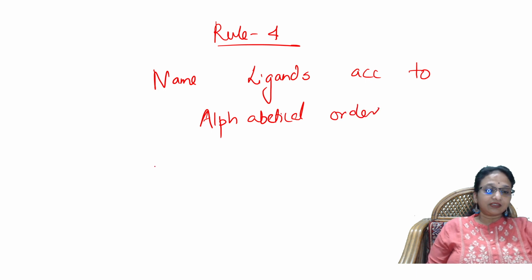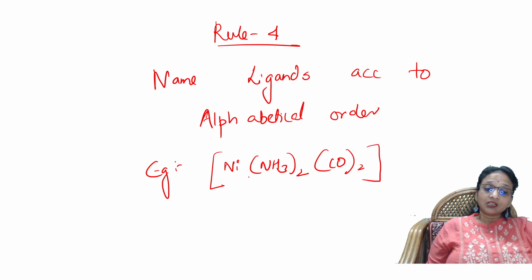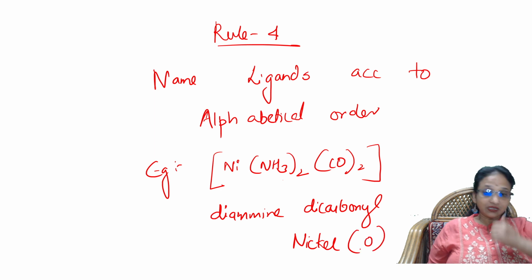For example, let us take one example and see. I have one complex with me, Ni(NH3)2(CO)2. It is given by your teacher. So here, this is A, this is C. So how do you start naming? You start from the ligand. How many are there? Two are there. So it is diamine. Then comes dicarbonyl, correct? And both are neutral ligands. That's why there is no oxidation state, nickel 0. That means please follow the alphabetical order while naming it.